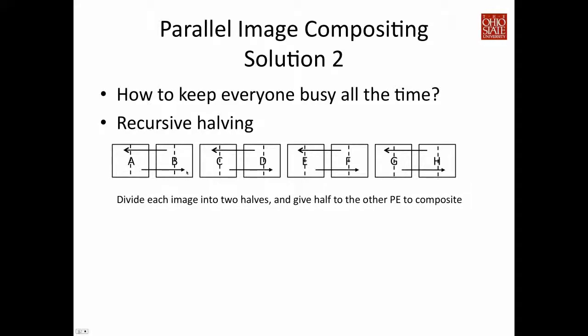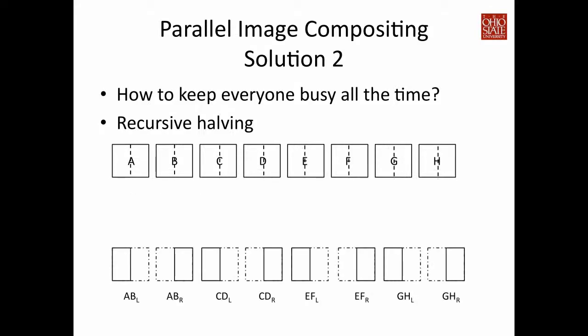This will make both processors busy, because the processor that holds A is going to blend the left half of the 2 images, and the processor that originally holds B is going to blend the right half of the 2 partial images. And for the groups that have C and D, E and F, and G and H, they will all do the same thing. So this is one way to make 8 processors simultaneously all busy working on blending some of the pixels.